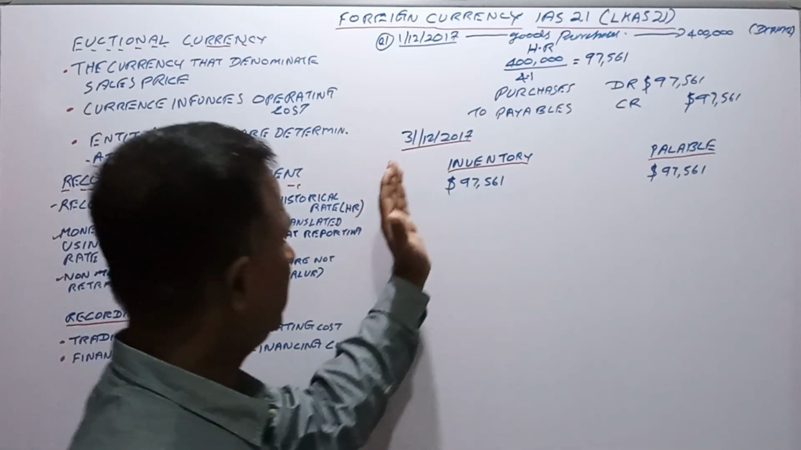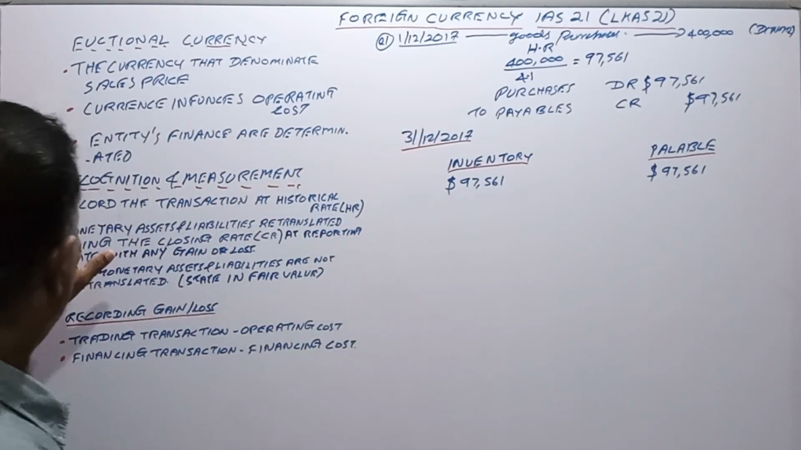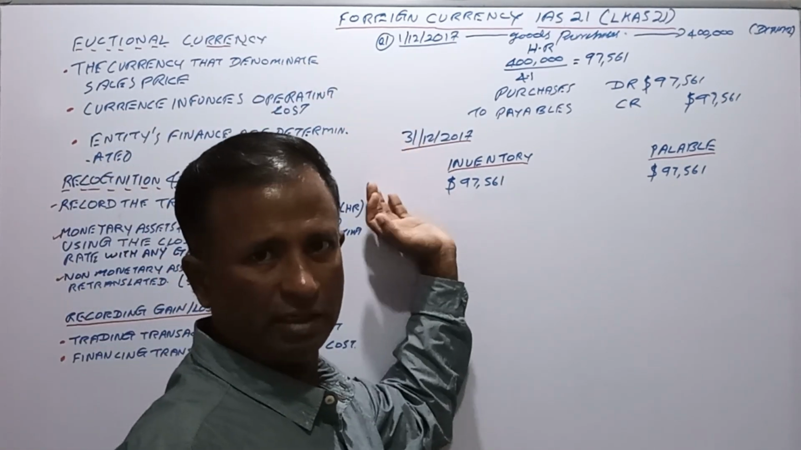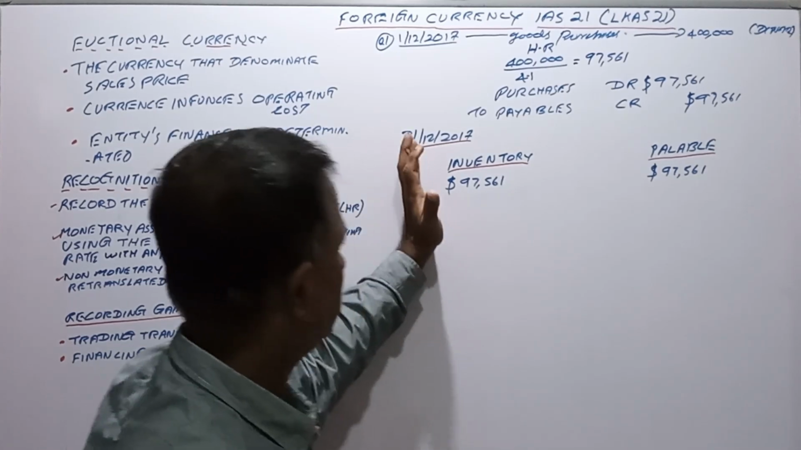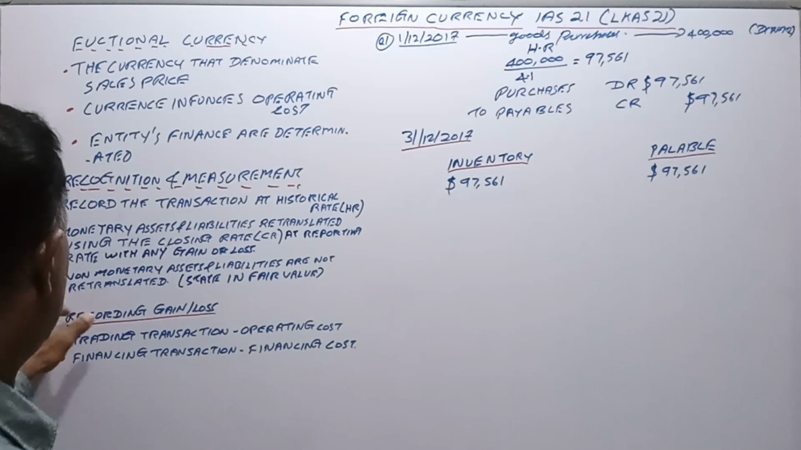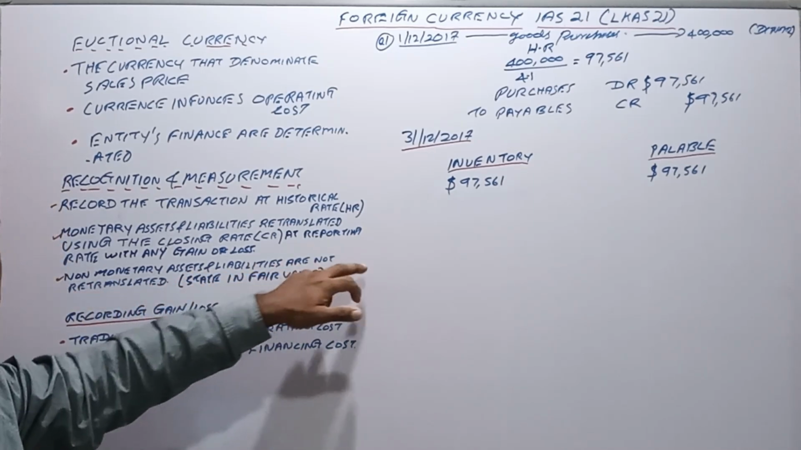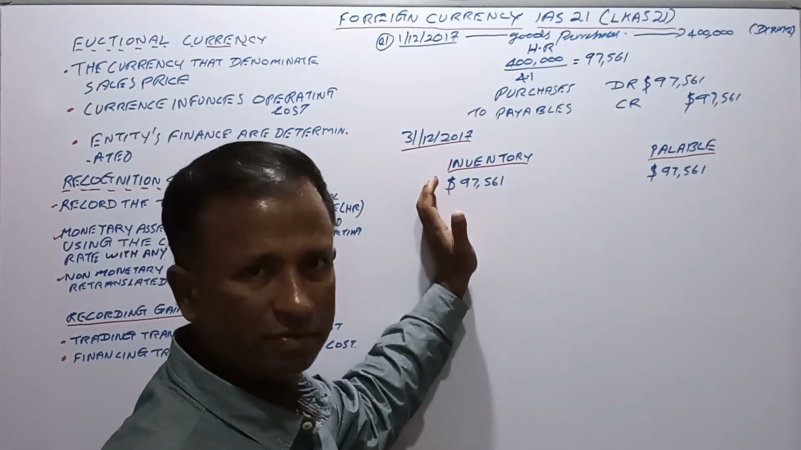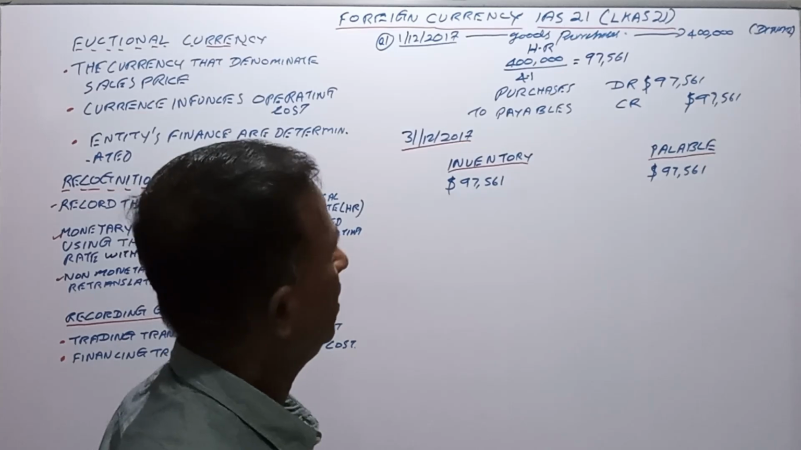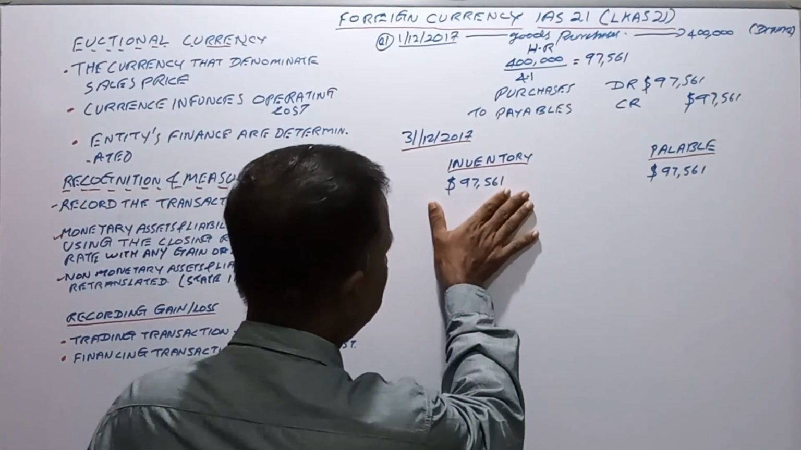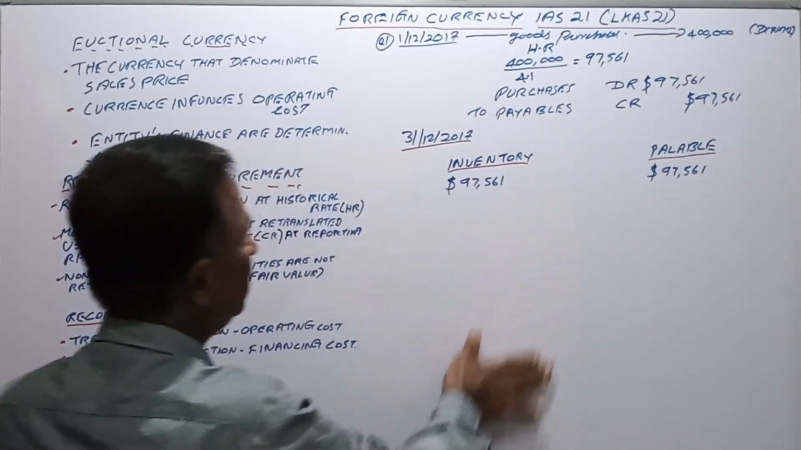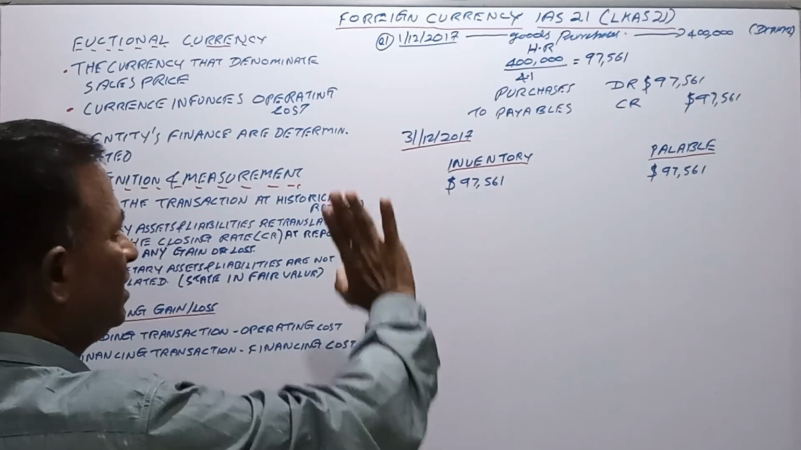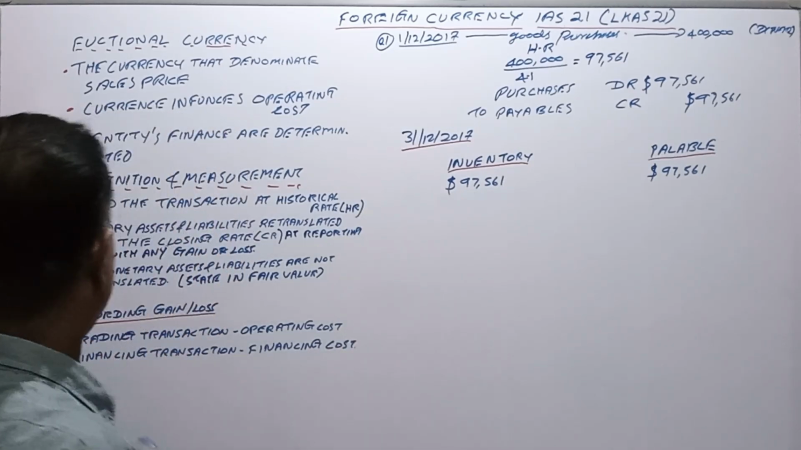So inventories are a non-monetary item. It is not a monetary asset. Is inventory a monetary item? No. Inventory is a non-monetary item. Then non-monetary assets and liabilities are not retranslated. So this is not going to be converted to the closing date. We will keep it at fair value and historical rate, right?